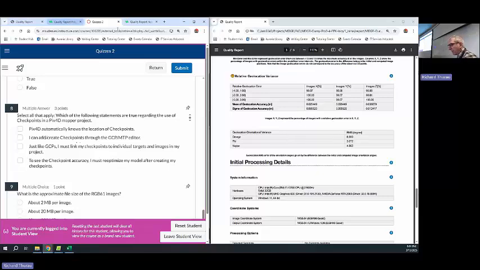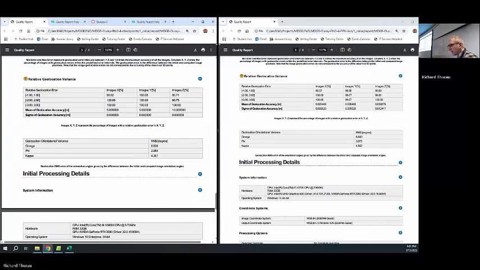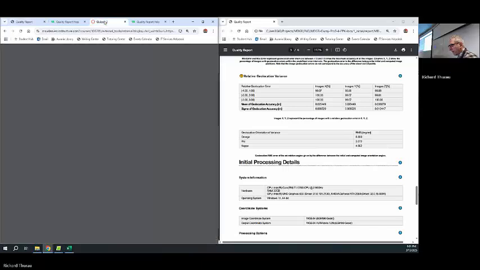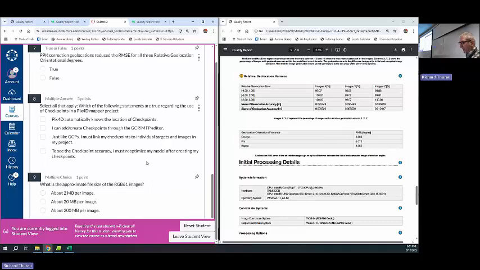And I think, is this actually this report? Yeah, this report has the checkpoints in it. All right, and then what is the approximate size of the RGB 61 images? Cool. So yeah, you have lots of images in your folder, but I also did link the one image in Module 4.